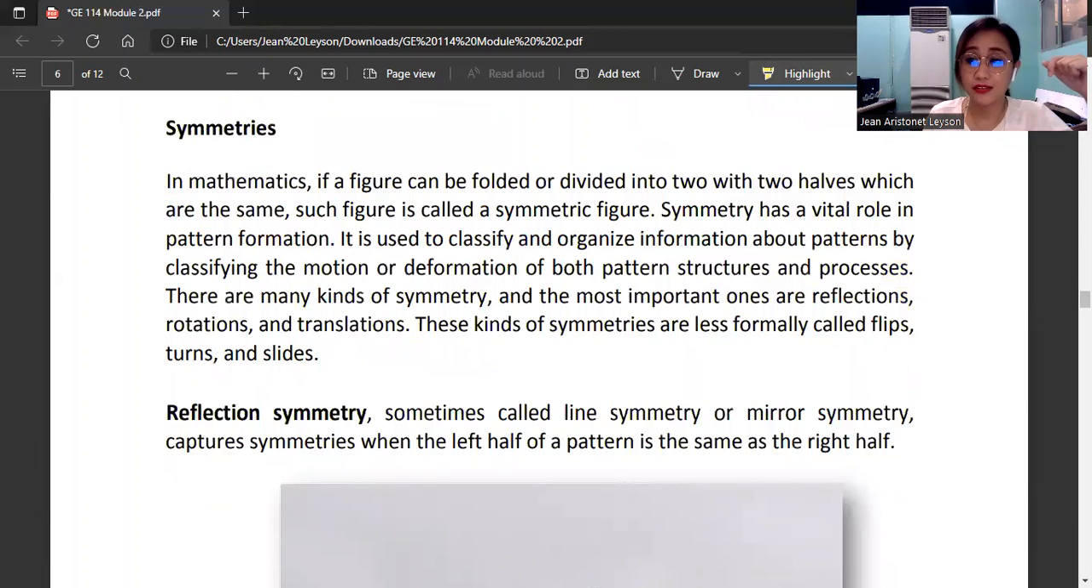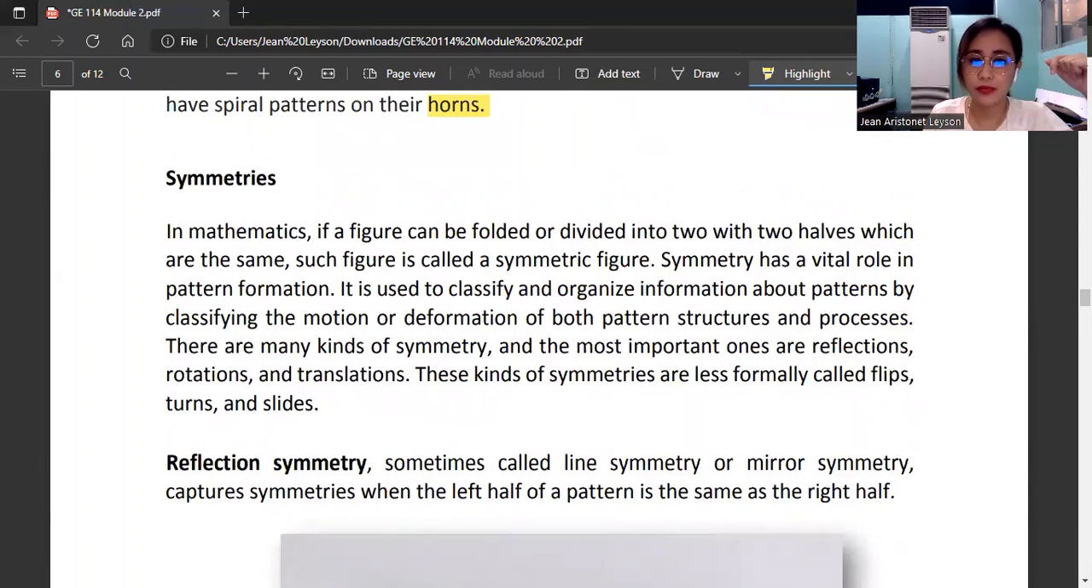Next, we have what we call symmetries. So in mathematics, if a figure can be folded or divided into two halves which are the same, take note, such a figure is called a symmetric figure. Symmetry has a vital role in pattern formation.